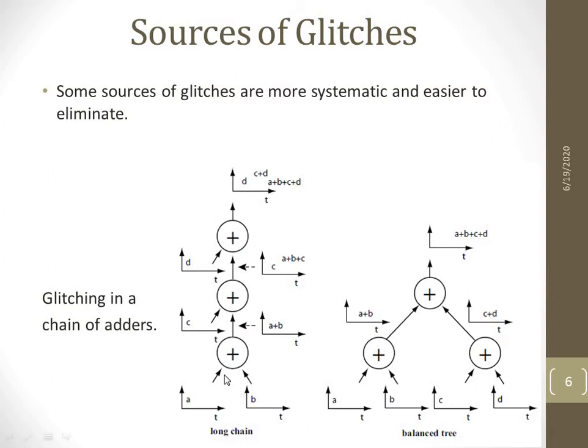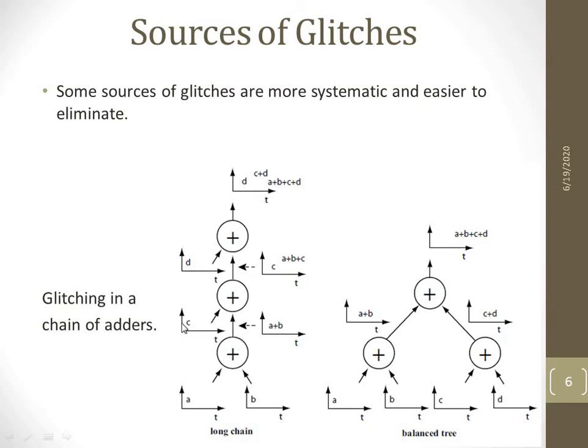So glitching in a chain of adders, you can see here. This is a chain of adders. This is a long chain. This is the balanced tree. This is again a chain of adders, but this is not a long chain. This is the balanced tree. Here you can see A and B are given to an adder, which adds and produces A plus B as the output.